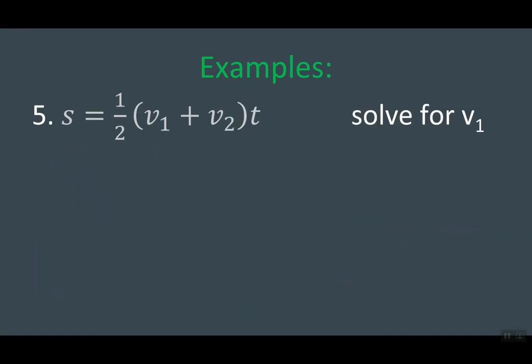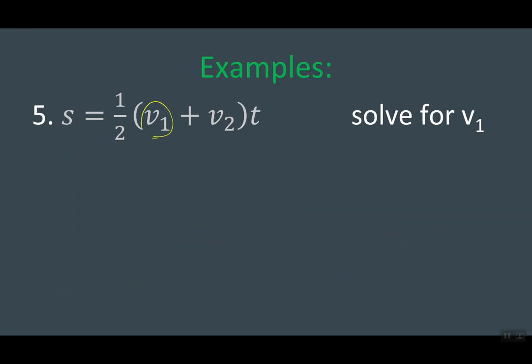Okay, here's another one, a little bit more complex. We're going to solve for v1. Sometimes when you have a lot of variables, it helps to circle or underline the one that you're trying to isolate. So you can see we've got a fraction, we've got parentheses. Remember, leave whatever is in parentheses till the last.